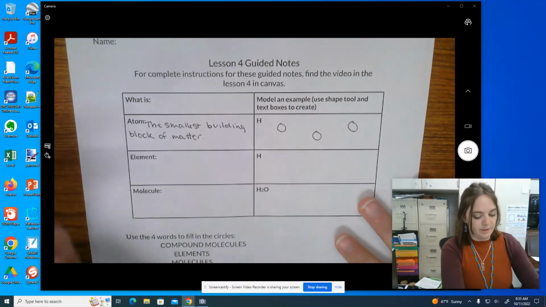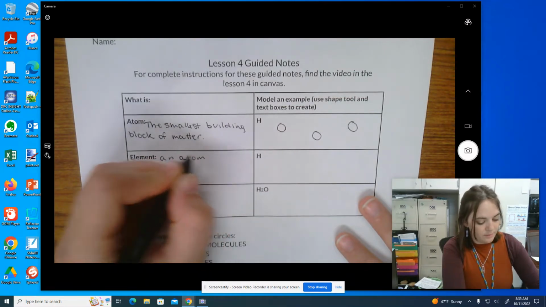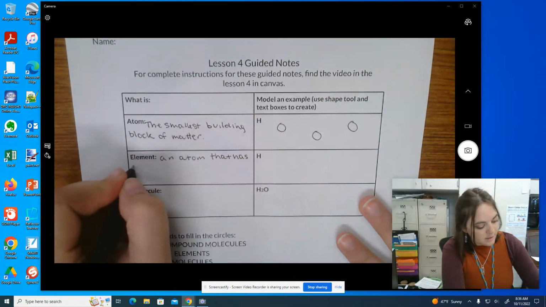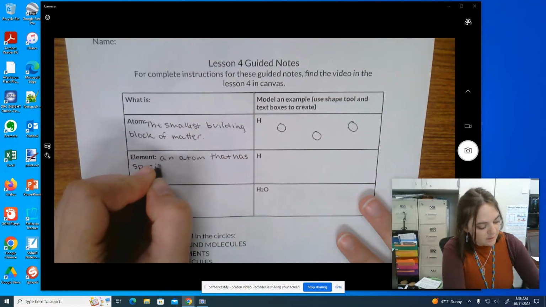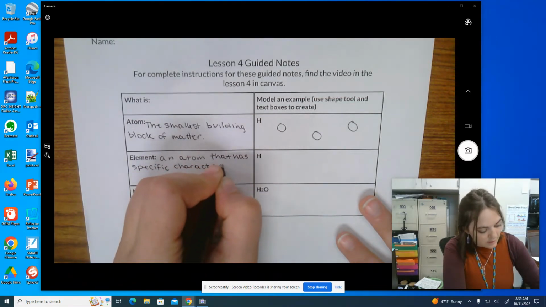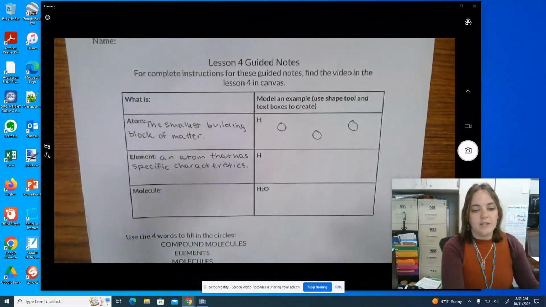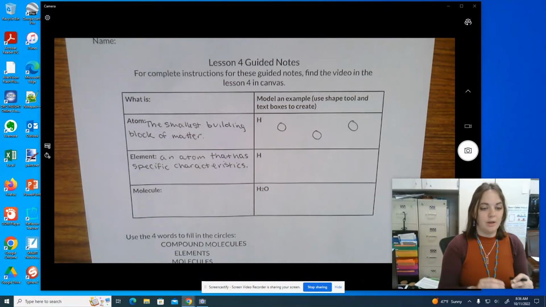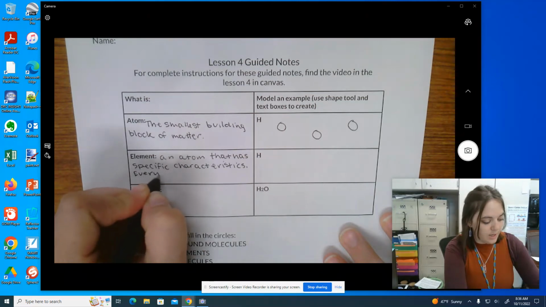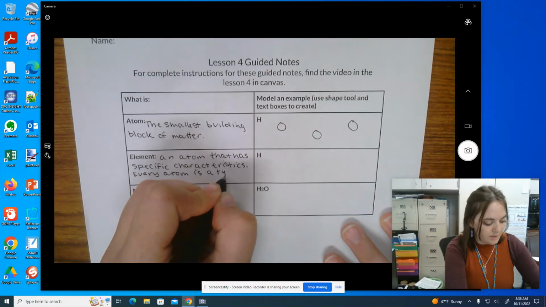Now an element is an atom that has specific characteristics. Or another way of saying element is a specific type of atom. And every atom, this is really important, every atom is a type of element.